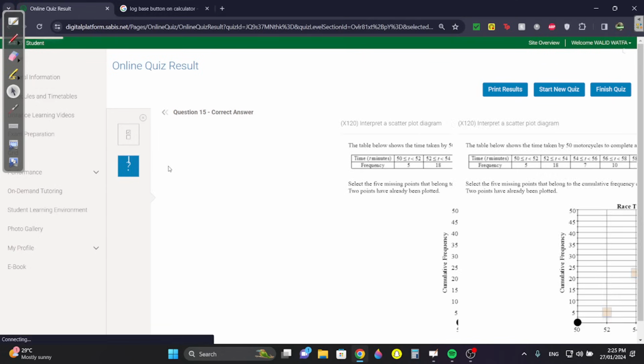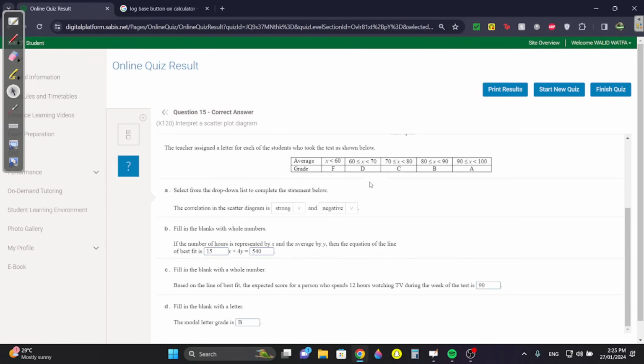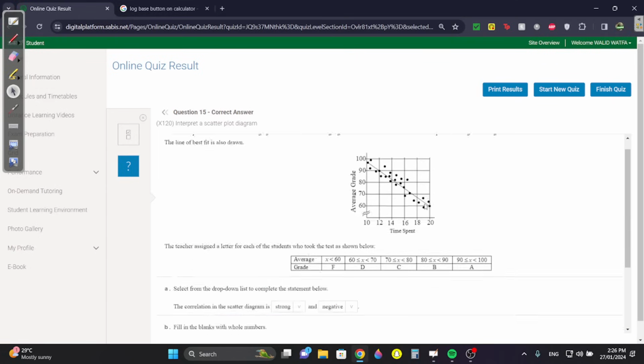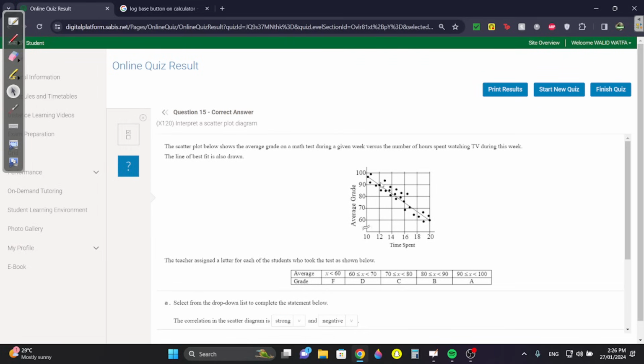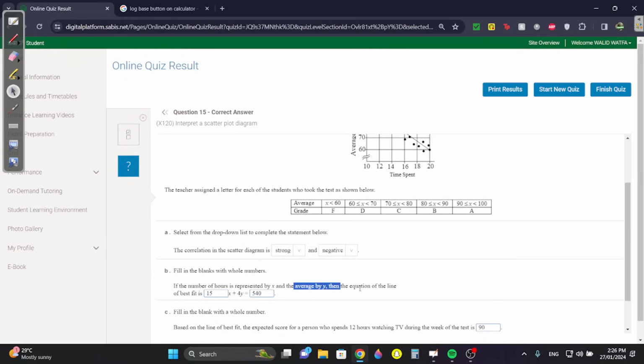And here they're asking about all the material, just so you guys don't forget. Last time when I said this wouldn't come, it came. I have to explain. Obviously, it's strong and negative. Strong because the points are close together, and negative because it's going down. And then they want the equation.